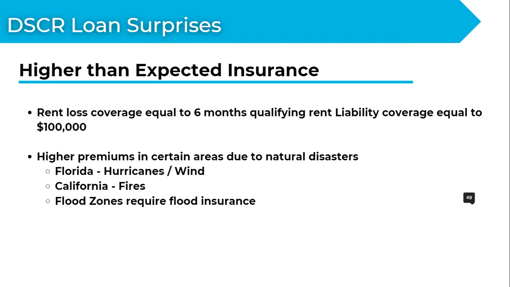Most lenders are going to require rent loss coverage equal to 6 months, and qualifying rent liability coverage equal to $100,000. You also want to understand that certain areas may have higher annual premiums for insurance due to natural disasters. Florida has hurricanes and wind. California has a lot of fires. There's a lot of areas in the country that require flood insurance, and if it does, that premium is also going to be calculated into the ratio.